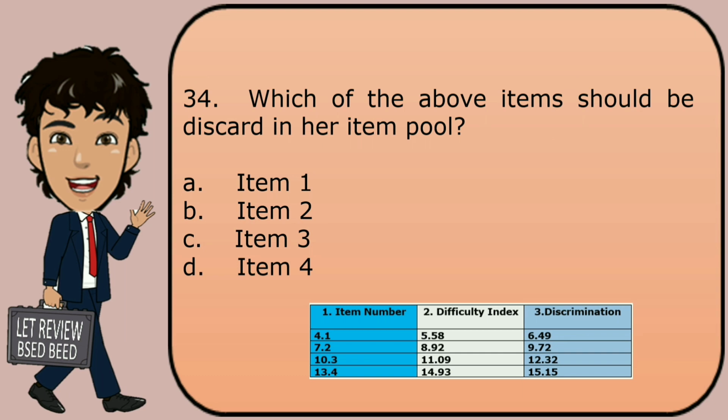34. Which of the above items should be discarded in our item pool? A. Item 1. B. Item 2. C. Item 3. D. Item 4.